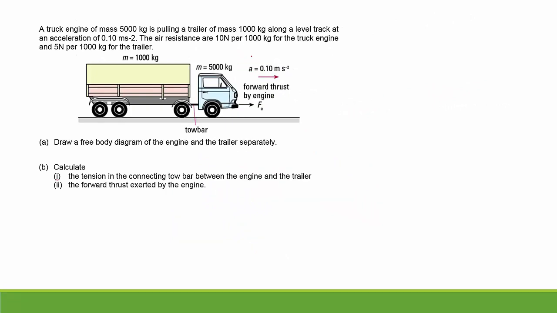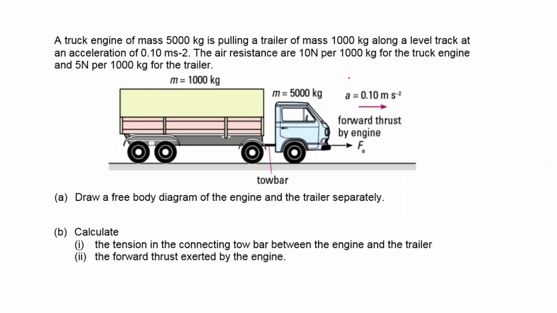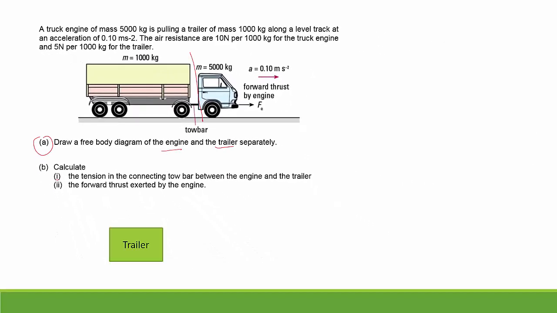Okay, let's get something more complicated. You can pause the video. Okay, so right now we are supposed to draw a free body diagram of the engine and the trailer separately. So let's just draw for the trailer. Of course, for a trailer, there's always a weight, and since it's not floating in the air, you'll have a normal force, which is equivalent. There's some air resistance as stated over here. So air resistance is 5 Newton per 1000 kilo of the trailer. And what is pulling is not really a lorry, but actually the tension created by this tow bar. So it's actually this force that's pulling for now.